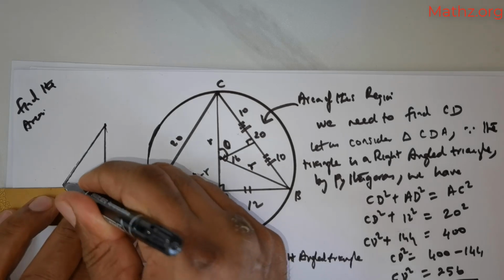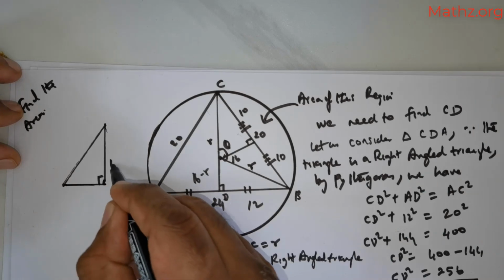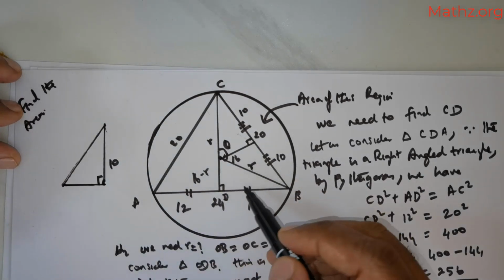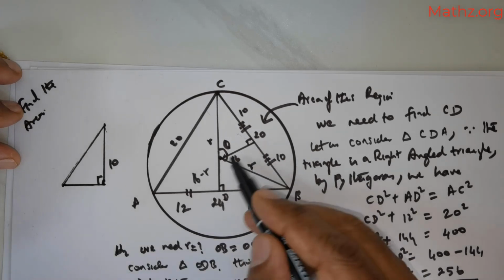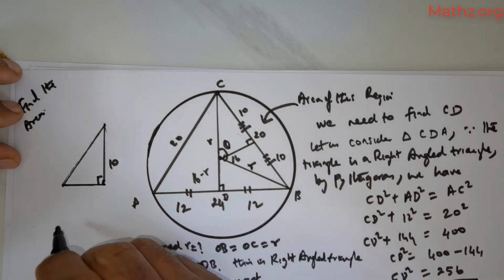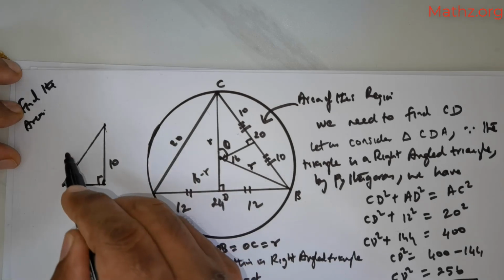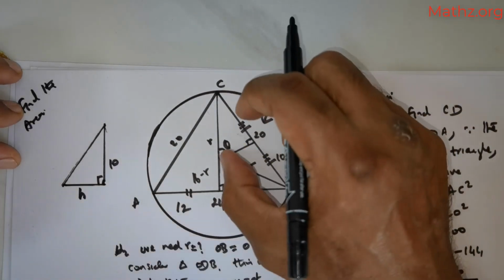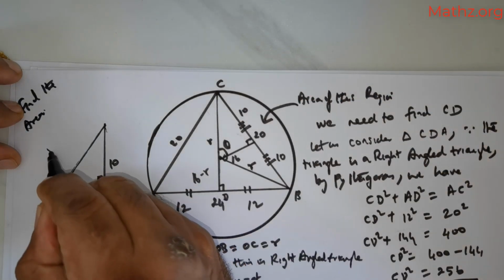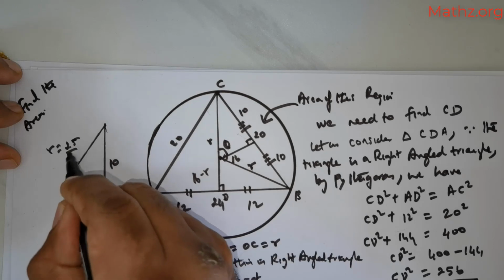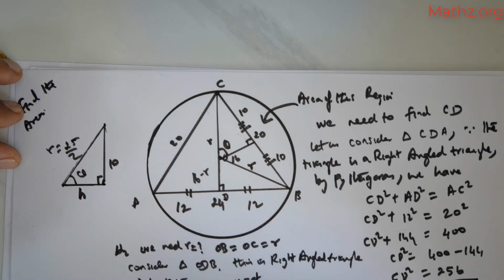So this point is 90 degrees, this length is 10, and this length we don't know, so it's going to be h, and r we know. This from the center to C is going to be r, right? So r is equal to 25 over 2. Now this is theta. I want to get theta.